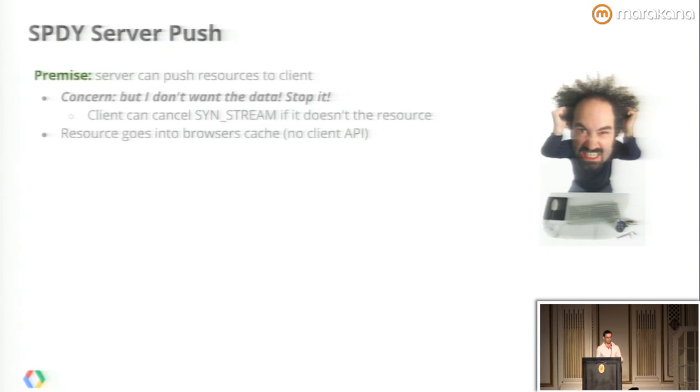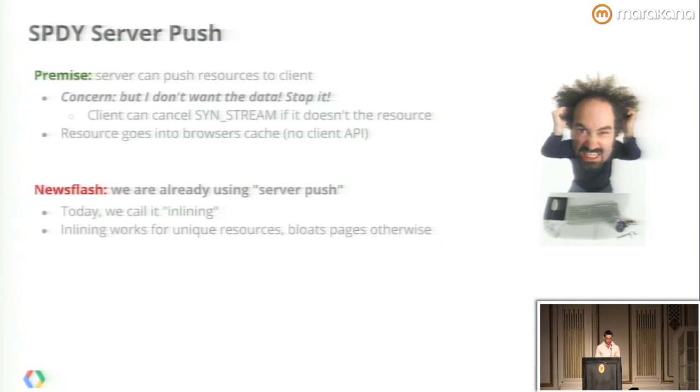Now, this raises a lot of alarms for a lot of people, rightfully so, because they're saying, well, if you're going to start pushing resources, that may be a problem, because what if I don't want it, right? I'm on a mobile connection. Maybe I have it in my cache. I don't want you to just use up my data. All you need is one bad guy to push me a gigabyte of whatever, and everything's terrible. So the answer to that is you can cancel it. The client will send a cancel stream packet that you saw earlier, and you can look at that and say, hey, no, I don't want this. You can decline that.